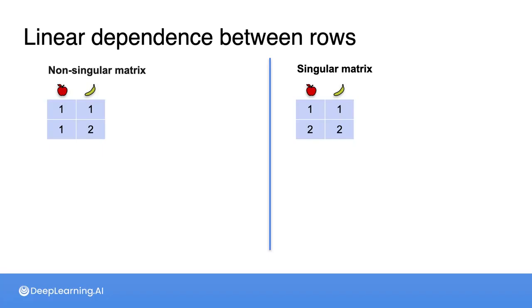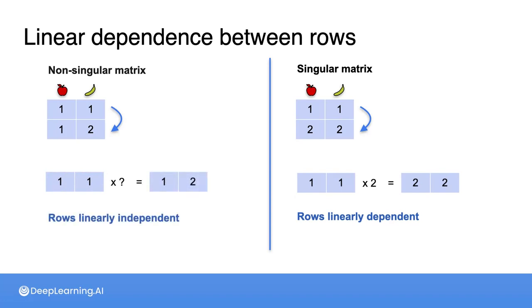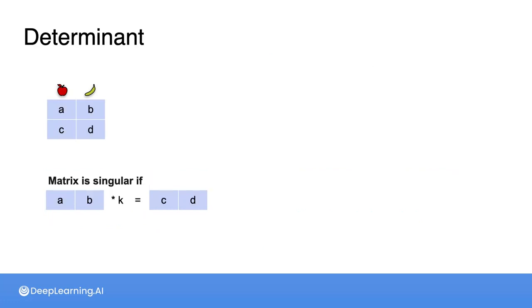Take a look back at the matrix in the previous example, and let's focus on the singular matrix on the right. In this matrix, you can multiply the first row by 2 to obtain the second row, and therefore the rows are linearly dependent. In contrast, for the non-singular matrix on the left, there's no number that you can multiply the first row by to get the second row, because the rows are linearly independent. Let us look at this more carefully.